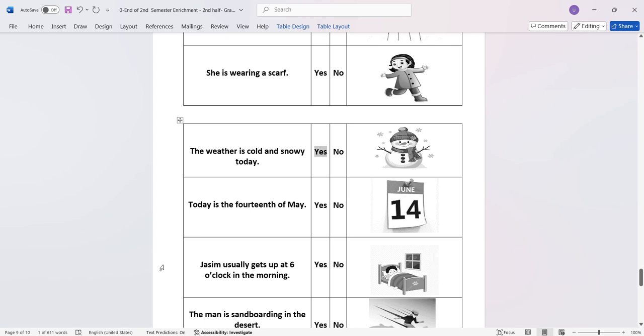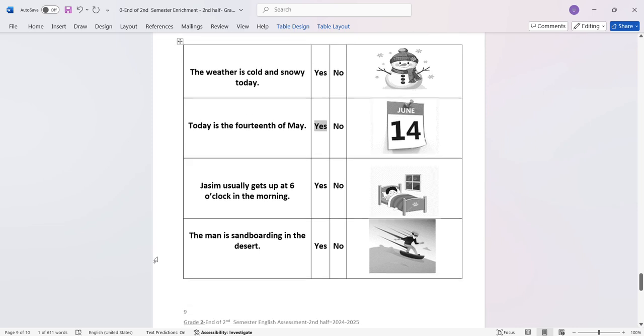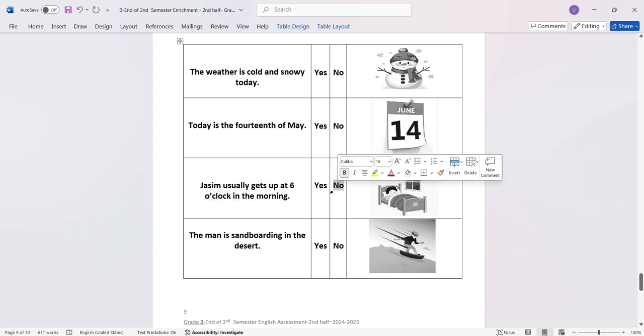Now we move to next one. Today is the 14th of May. We check this calendar, this picture. Yes, it is. So we put a circle around yes. Okay. Last but not least, next one. Jassim usually gets up at 6 o'clock in the morning. We check. No, he doesn't. So we put a circle around no.